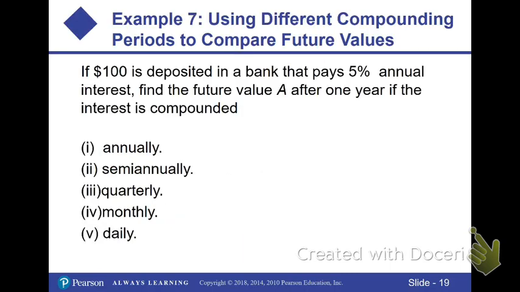All right, so we have, if $100 is deposited in a bank that pays 5% annual interest, find the future value A after 1 year if the interest is compounded annually, semi-annually, quarterly, monthly, and daily. All right, so the difference is our N's going to change.